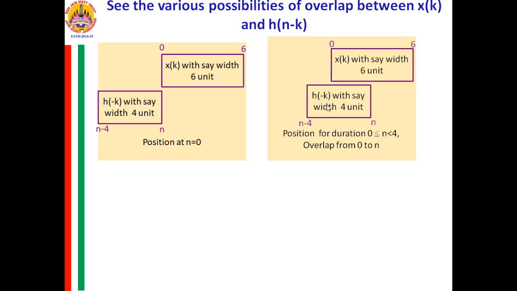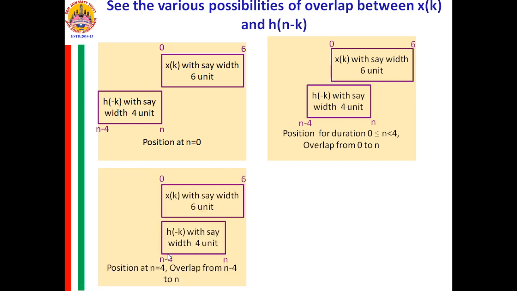Now since the width of this block is smaller, when you shift this 4 times, that is 4 units, what will happen is like this. For n equal to 4, you will get this n minus 4 at 0 and this n at 4, and this entire block overlaps with x[k]. Now the overlapping still is from 0 to n, but the entire block overlaps. Now this entire block of h[n minus k] overlaps till what?